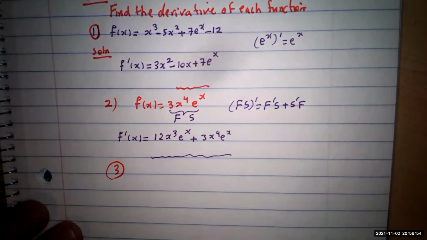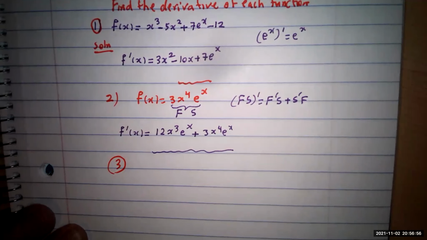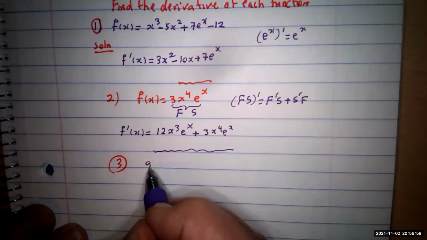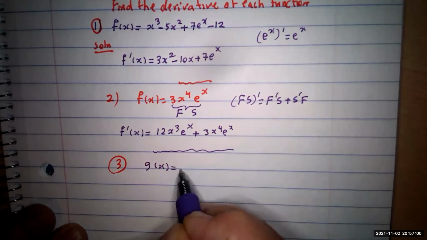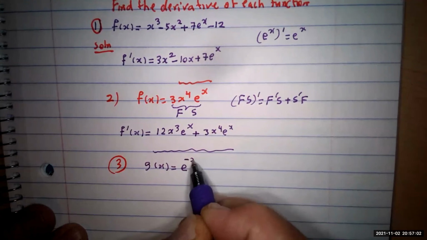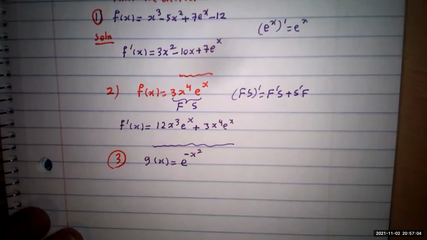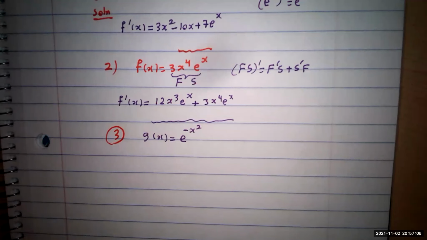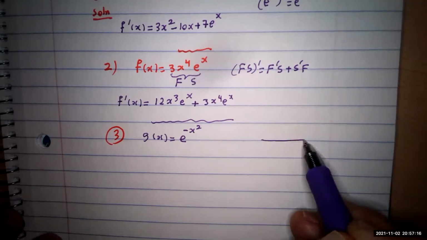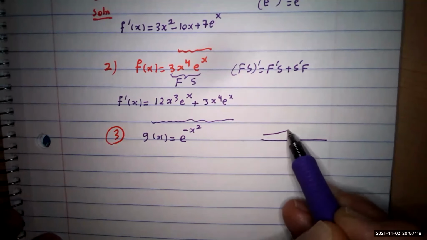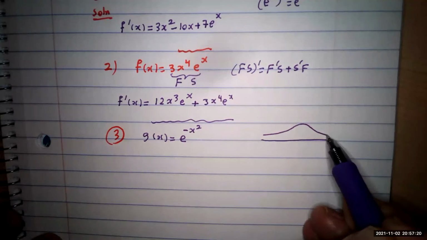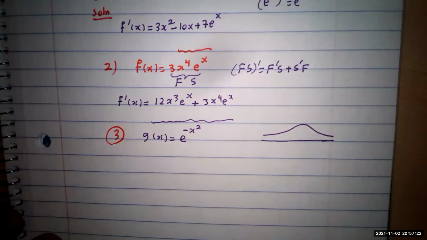Bringing the chain rule. So, look at this one. g of x equals e to the negative x squared. If you've done statistics, you should be familiar with this function. In statistics this function is called the normal distribution, and the graph of this function is going to be roughly like this.